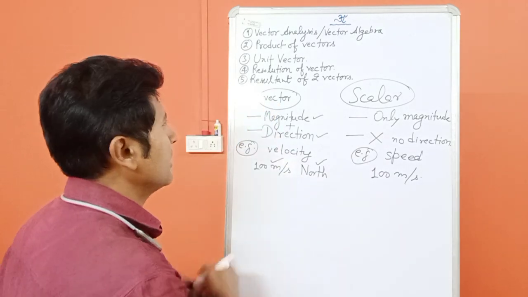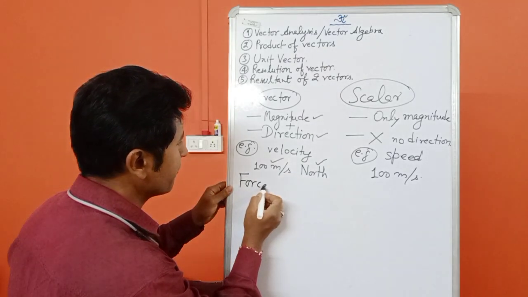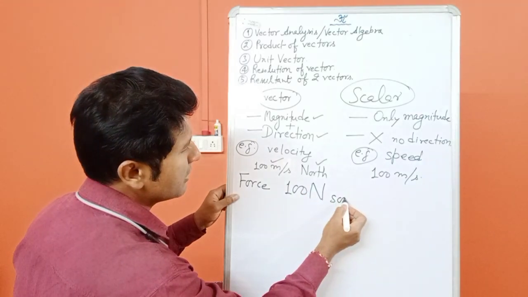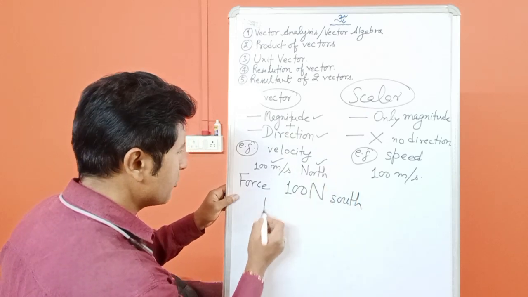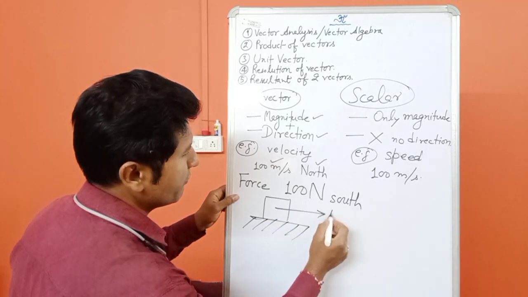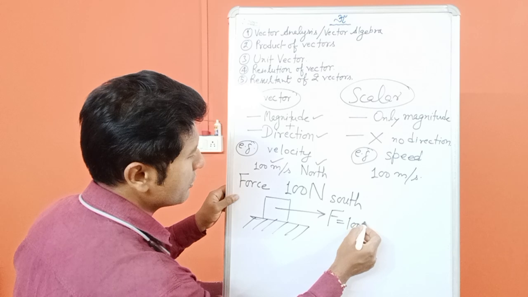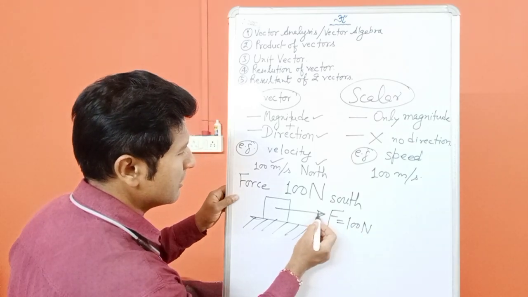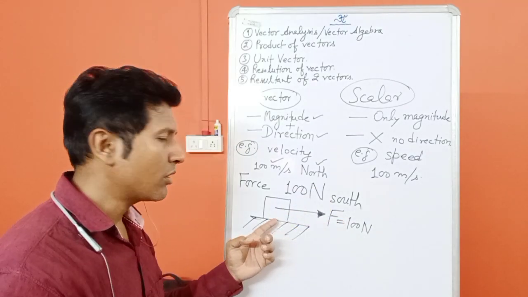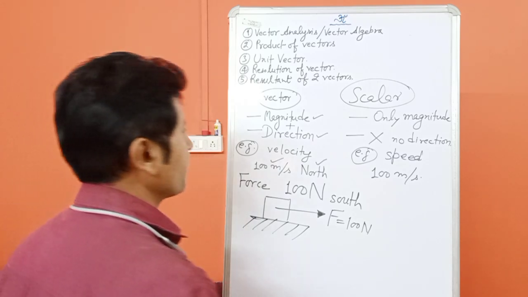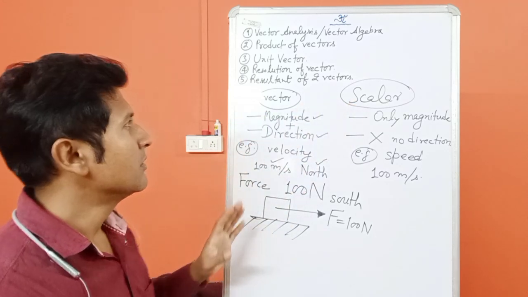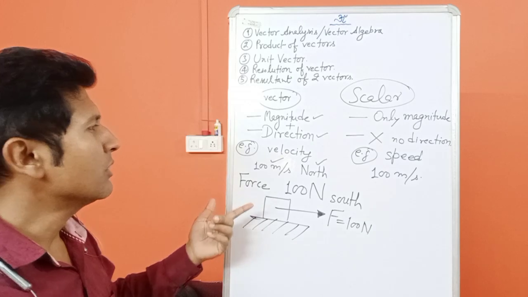Is the point clear? Now for example, we have a force, 100 Newton force in south, right? Or let's suppose if this is a block, we can say that F is equal to 100 Newton and this is the direction on the block, right? So this is basically the vector and scalar. I hope the point is clear. You can note it down, right?